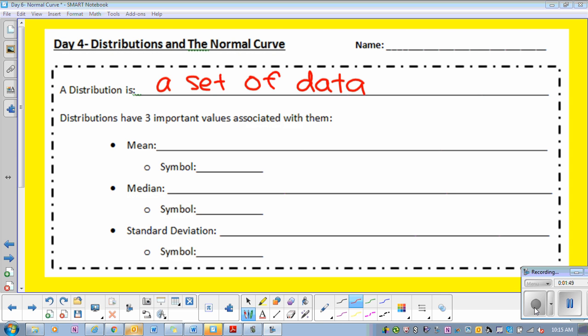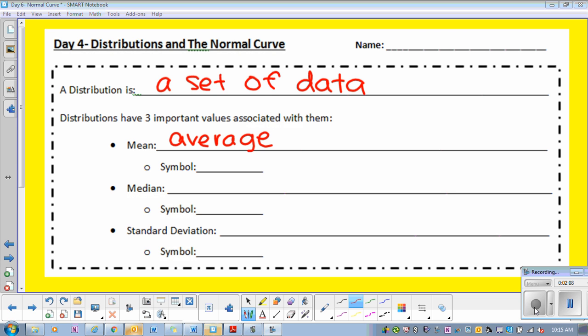Well, the mean is basically the average. The mean is the average. You take all of your data points, you add them all up, and then you divide it by how many you have, right? Like in science. So it's the average.